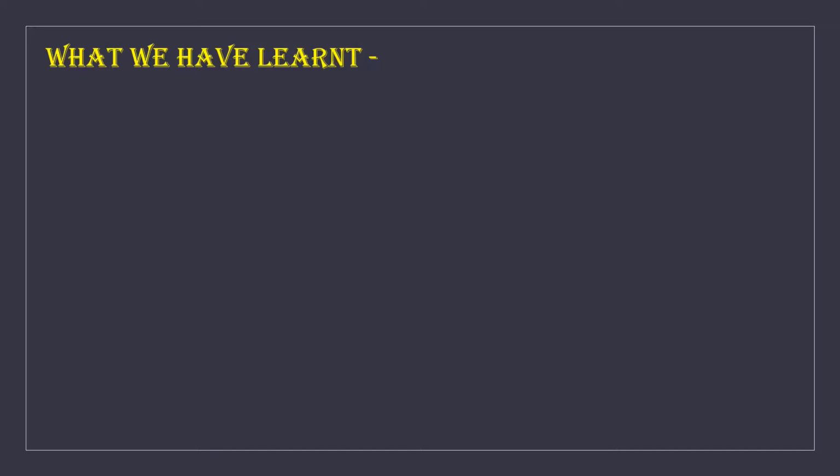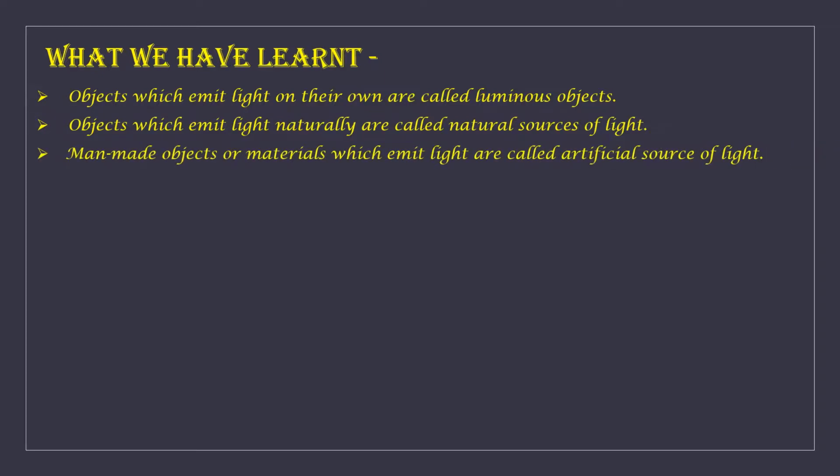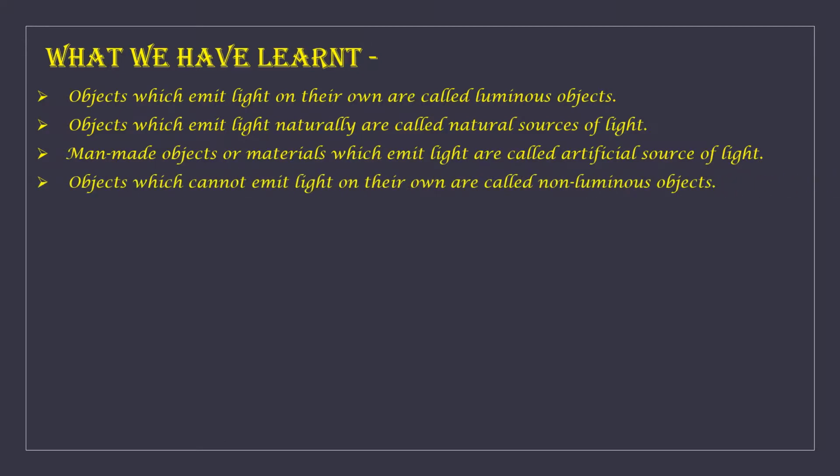So we learned that objects which emit light on their own are called luminous objects. And the objects which emit light naturally are called natural source of light. Man-made objects or materials which emit light are called artificial source of light. And objects which cannot emit light on their own are called non-luminous objects.